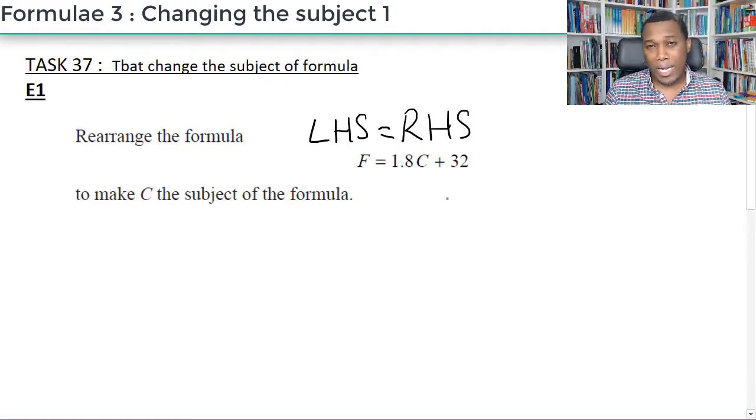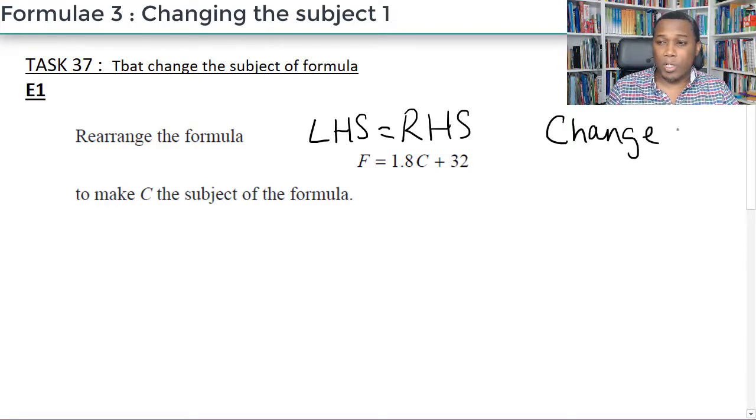And if it's on the right-hand side, job is done. But if you want to make it prettier, stick to the convention of having the subject on the left, then we can just swap everything over at the end. It's fine. But let's go through the process. And the process is change side. This has worked for me throughout.